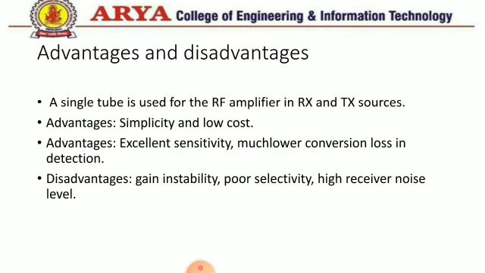Now, these are some advantages and disadvantages of the superheterodyne radar receiver. A single tube is used for the RF amplifier in the transmitter and receiver sources, and it offers simplicity, low cost, excellent sensitivity, and much lower conversion loss in detection. The disadvantages are gain instability, poor sensitivity, and high receiver noise level.